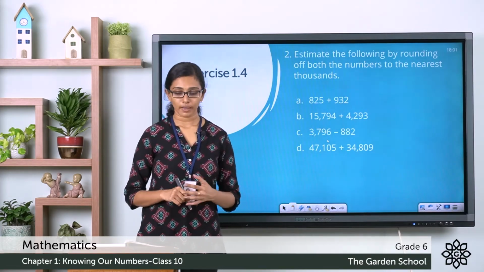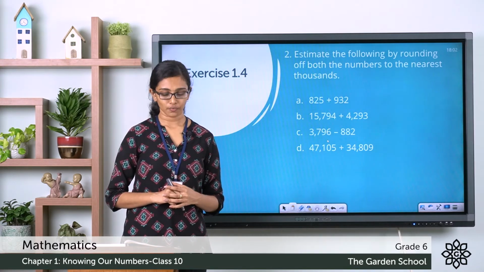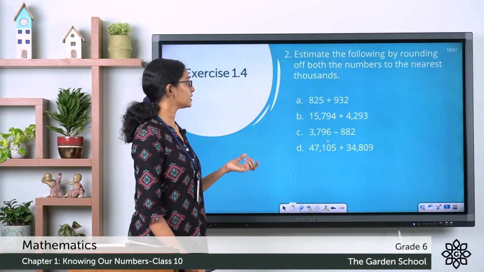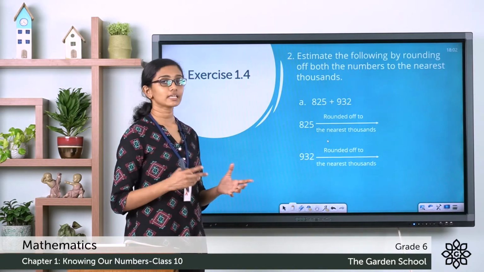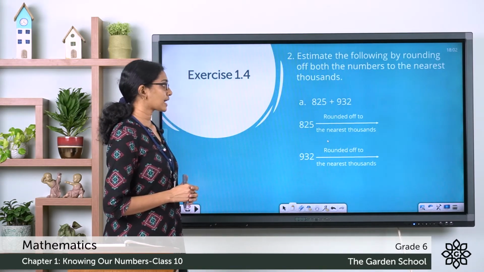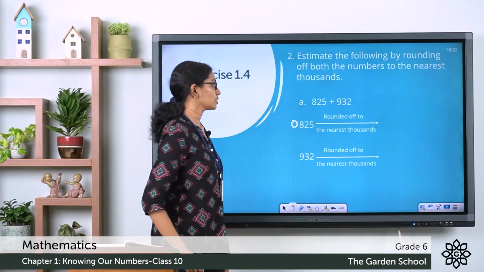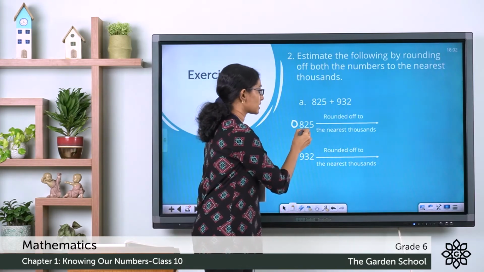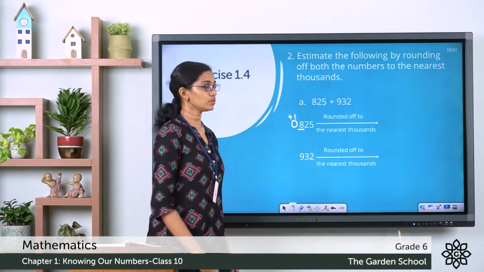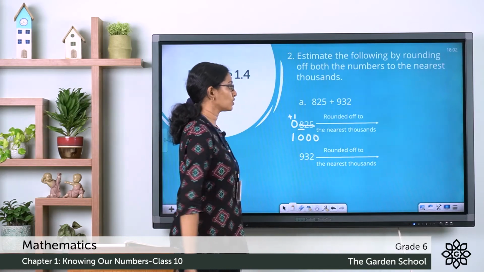Estimate the following by rounding off both the numbers to the nearest thousands. And you have a set of 4 questions in this. The first one, 825 plus 932. You are asked to find out the estimate by rounding off to the nearest thousands. So here in this case 825, the thousands digit is 0. So when you round it off, let's see the digit to the right, it is 8. So you have to add 1 to this 0. So here it becomes 1. To the right, the digits are changed to zeros, giving 1000.